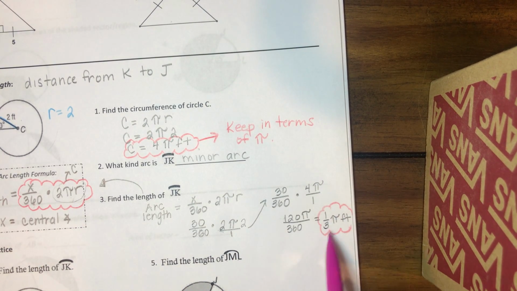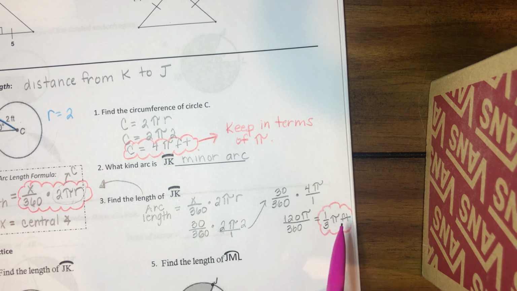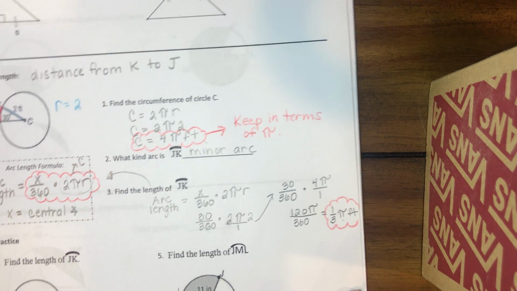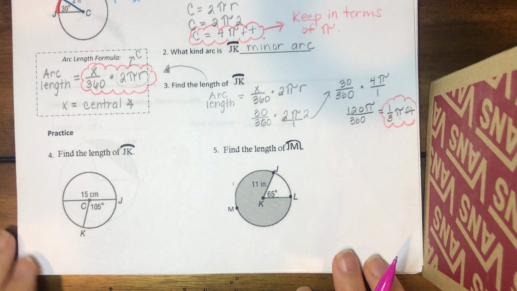Do not give me the decimal form. Do not multiply by pi. Keep it as a fraction in its simplest form, and keep the pi symbol. Keep it in terms of pi. All right, let's take a look at the next 2 practice problems.